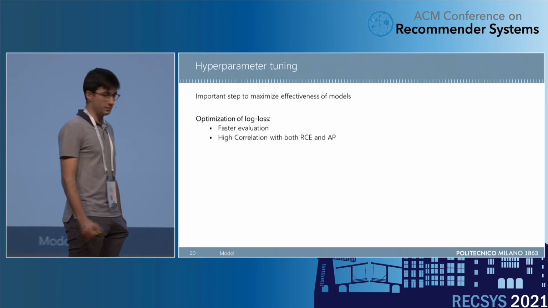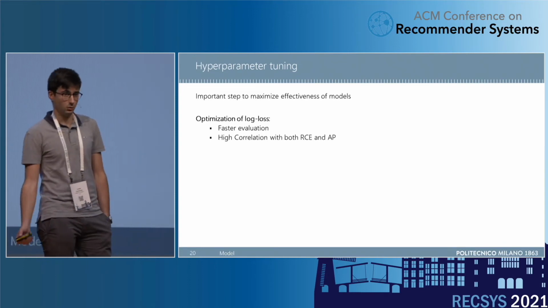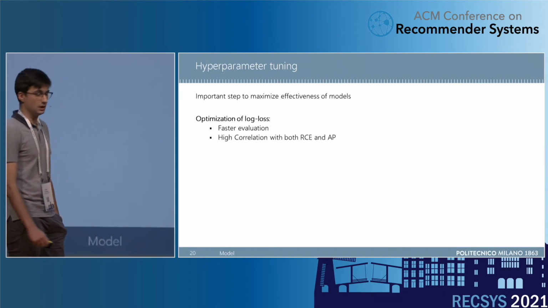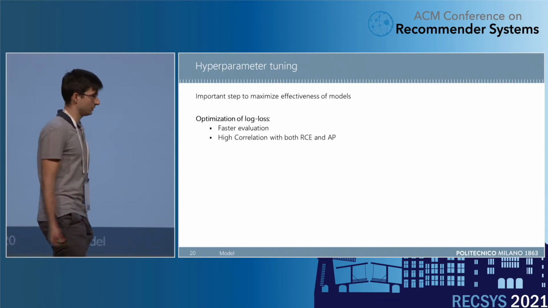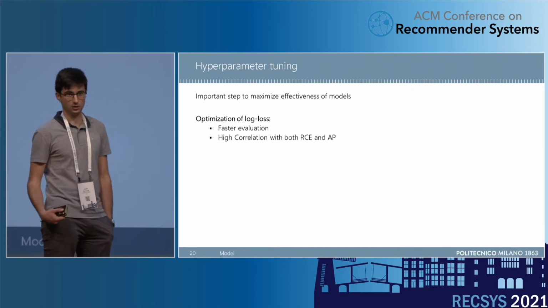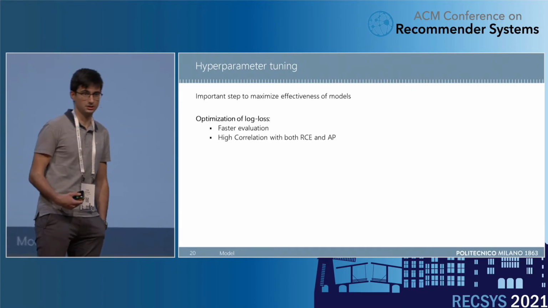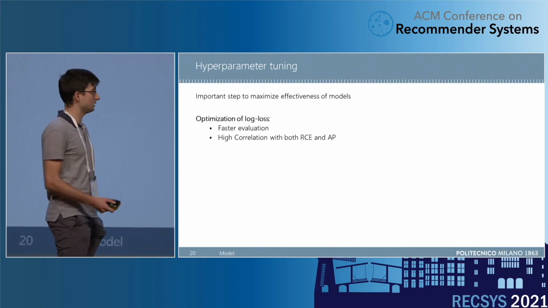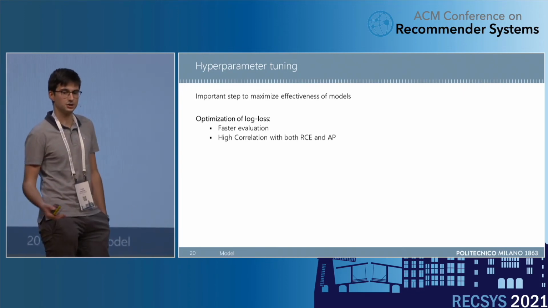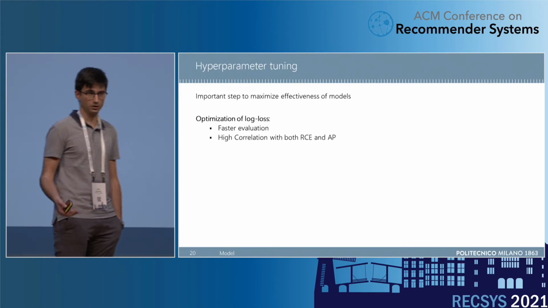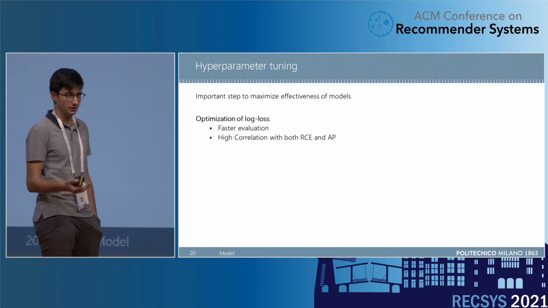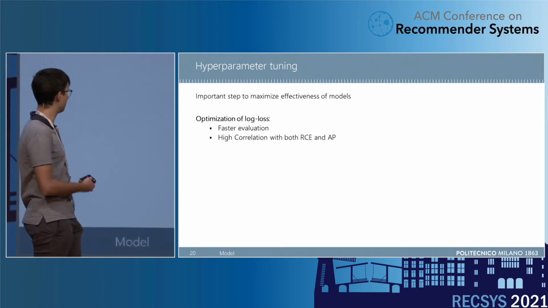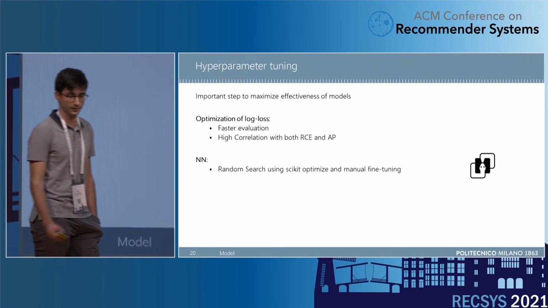Overall, our hyperparameter tuning procedure was based on the optimization of a log loss measure. This allowed us a faster evaluation than implementing custom accuracy metrics. And on the other hand, this didn't mean large drops in quality of the predictions, thanks to the high correlation that we found between RCE and AP and the log loss measure we actually used.